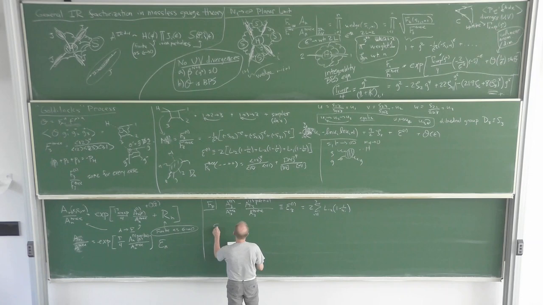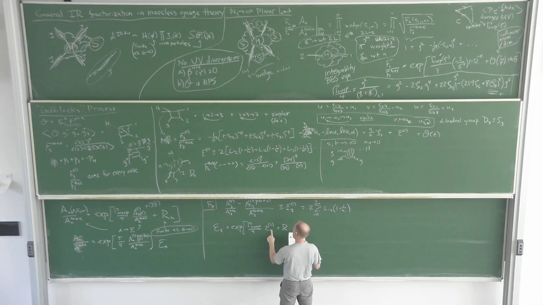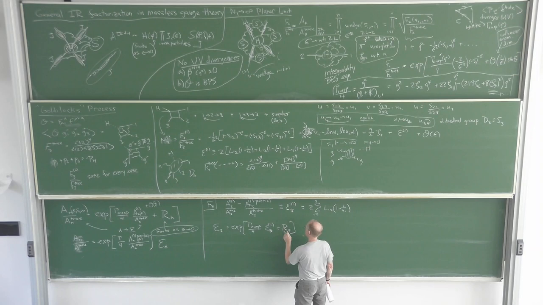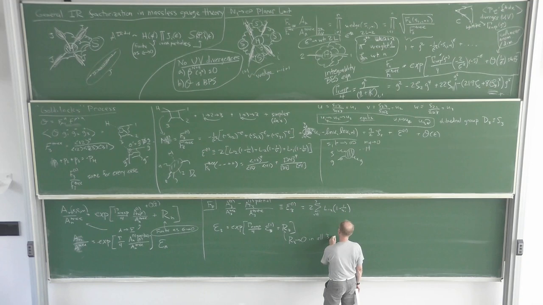But anyway, once you do that, you find that for this three-point form factor, and this is kind of a general relation, there are 2 normalizations. And there's kind of a convention where you define a remainder function. And this remainder function has a nice property that it goes to 0 in all 3 collinear limits.